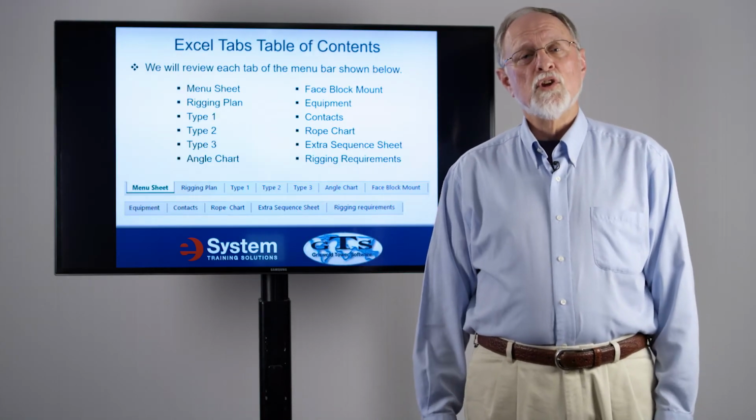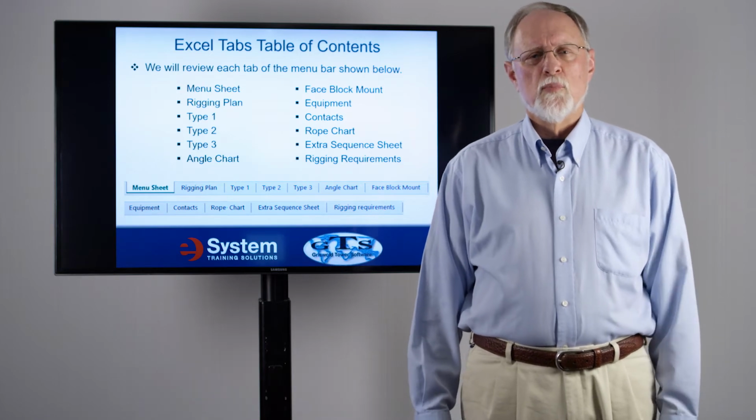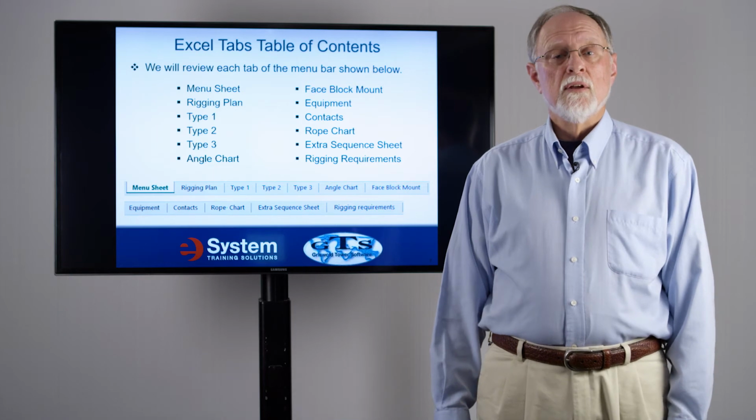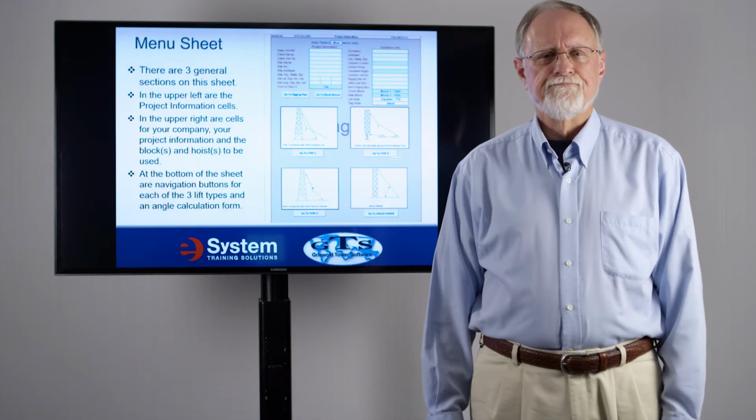Now, the Excel tabs that are within this spreadsheet include the menu sheet, the rigging plan, types 1, 2, and 3 lifts, an angle chart, a face block mount, equipment tab, a contacts tab, a rope chart tab, the extra sequence sheet, we'll go into what that is later, and rigging requirements.